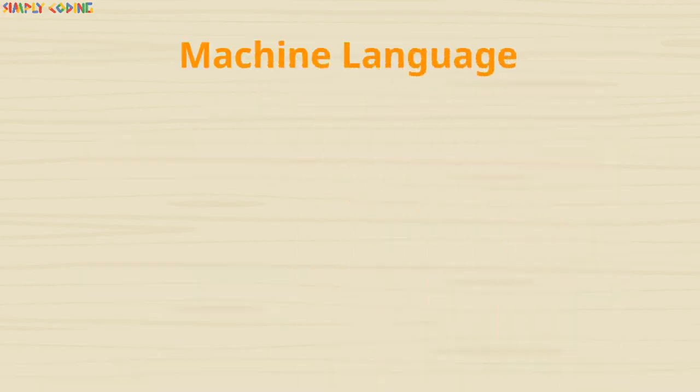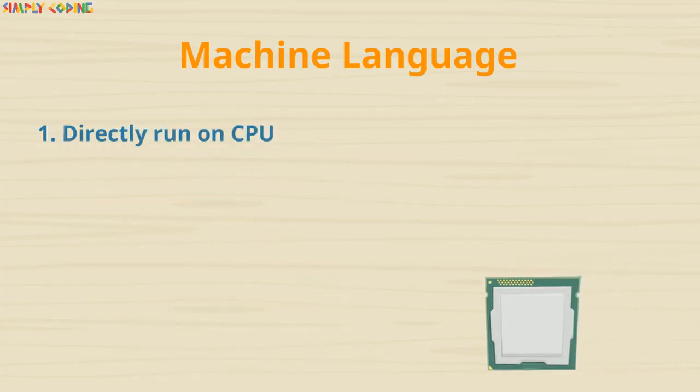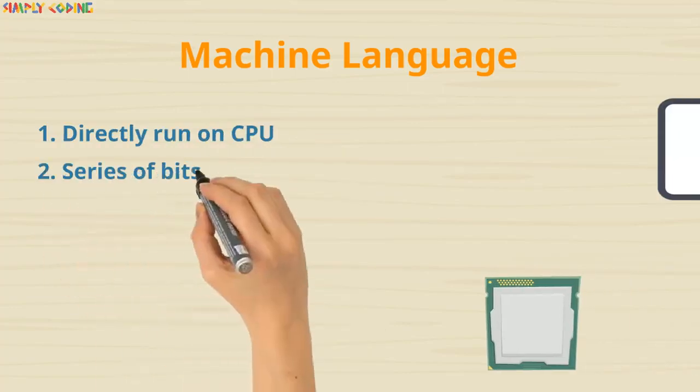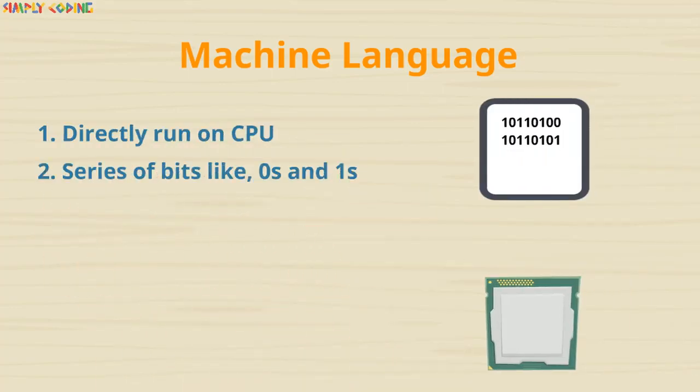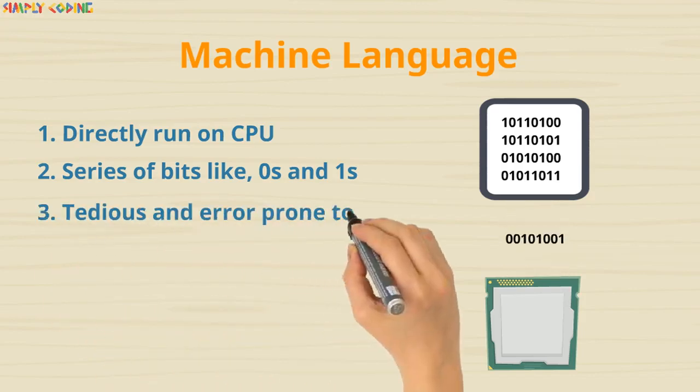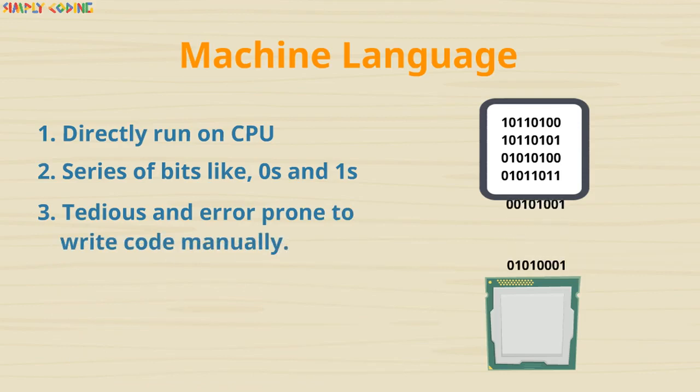Machine language is the language which can directly run on CPU. They are numeric. That means in series of bits which are zeros and ones representing instructions that a computer can understand. This makes it tedious and error prone to write machine code manually. They are not portable, meaning a machine language is specific to a particular type of machine only. Ultimately, all languages need to be translated to machine language.